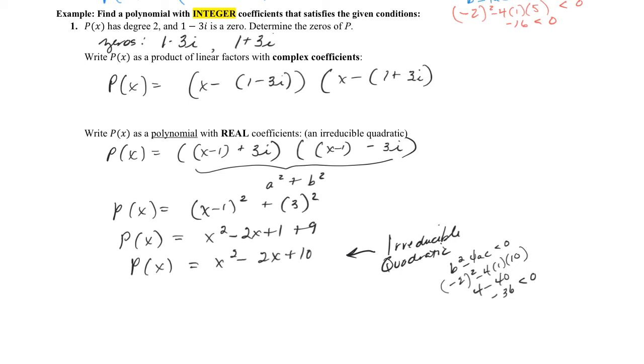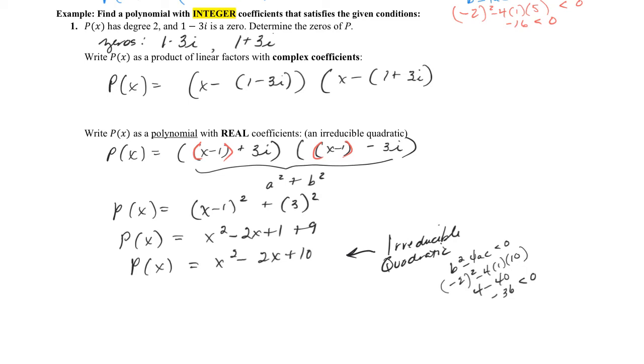I've put the parentheses around the x minus 1 to indicate that is the a value, because I know that when I multiply a number by its complex conjugate, it's a squared plus b squared. So a is x minus 1 squared plus b, which was 3 squared. You'll FOIL out x minus 1 times x minus 1 to get x squared minus 2x plus 1.